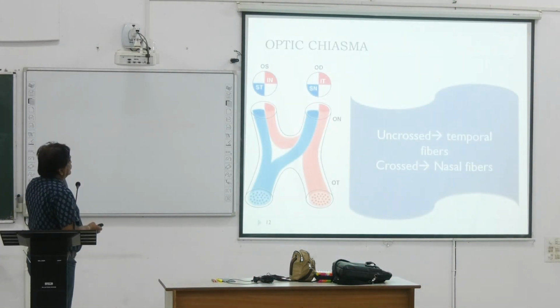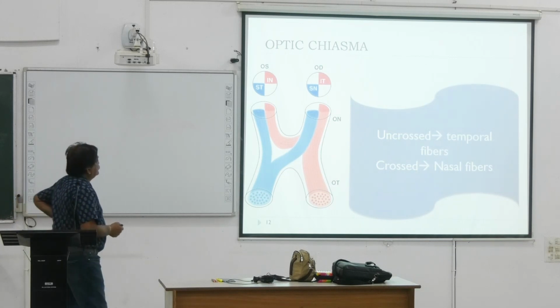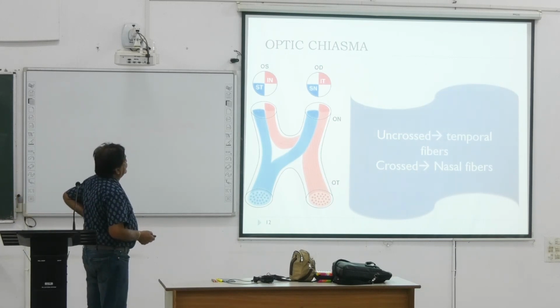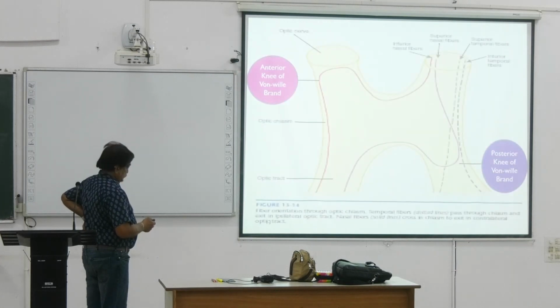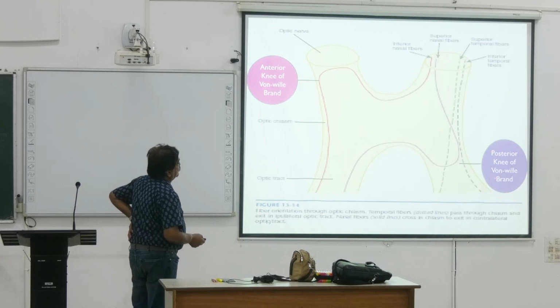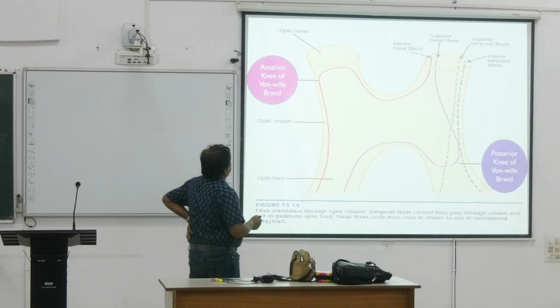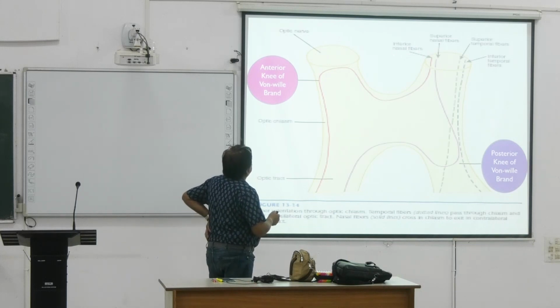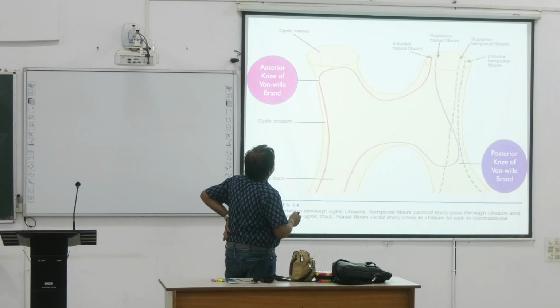Now the optic chiasma: the uncrossed temporal fibers and crossed nasal fibers. This is temporal. You see how the optic chiasma is formed. This is the optic nerve. Now this is the optic chiasma, optic tract, posterior knee of Wilbrand. These are the inferior nasal fibers, superior nasal fibers, supratemporal fibers, infratemporal fibers.